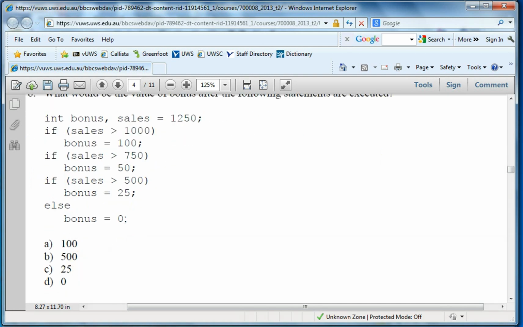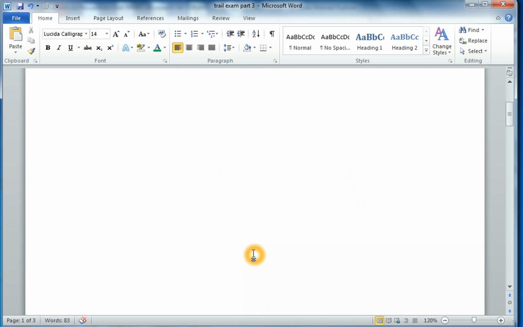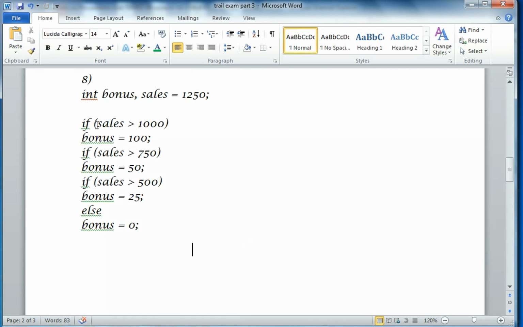Okay, let's copy it over to Word. I've done that here. And when I copied over, for those people who don't like indenting, have a look at how hard it is to read these statements. Okay, if we indent, we know that this happens if this condition is true, and this happens when this condition is true, and this happens when this condition is true, else this happens.